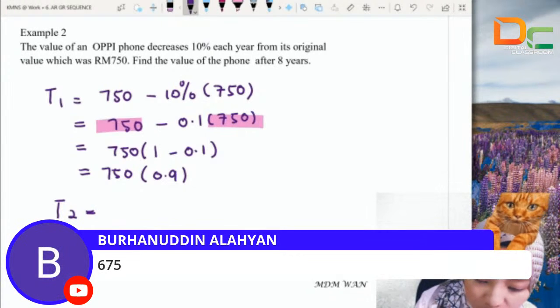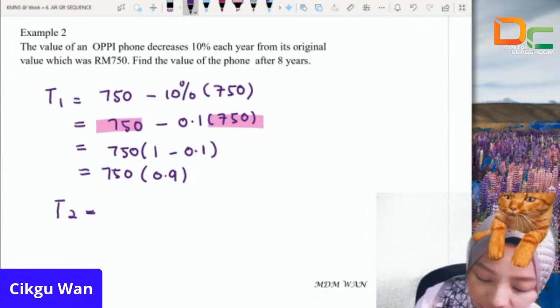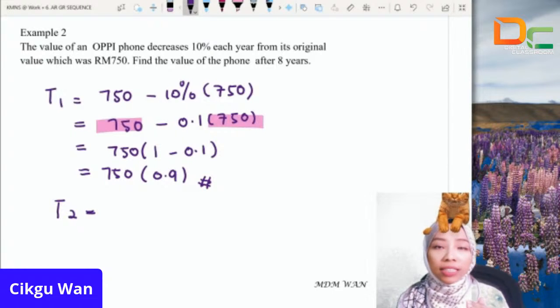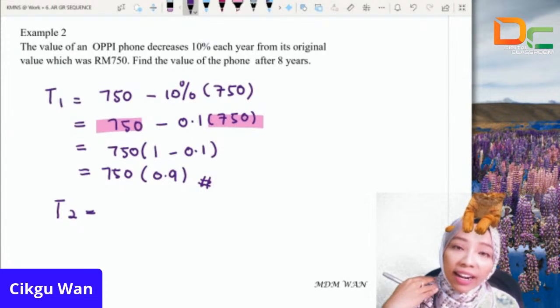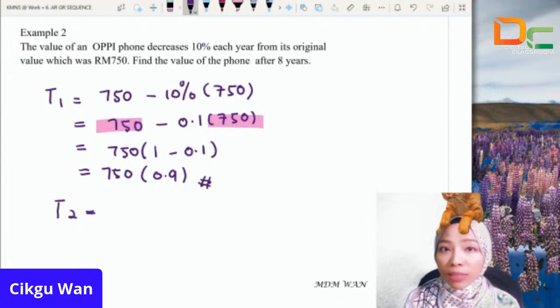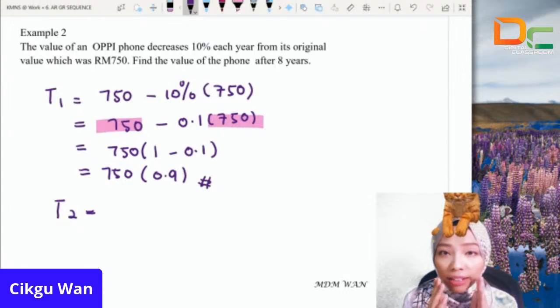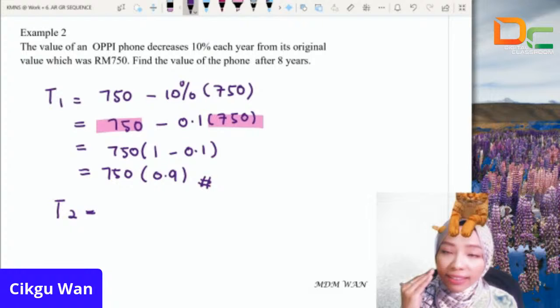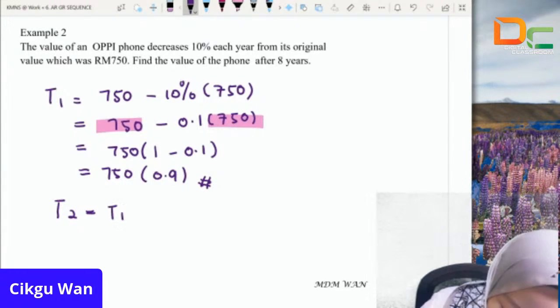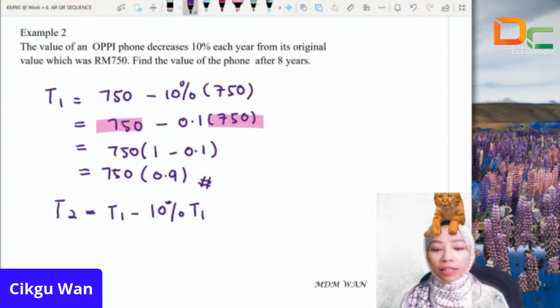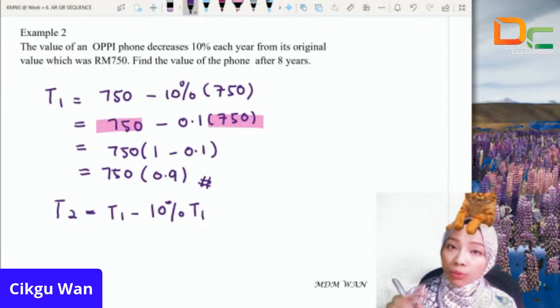Okay, ini pada tahun pertama adalah sekian. Ini pada tahun kedua dia akan berkurang lagi sebanyak 10% daripada harga tahun pertama, kan? I ulang lagi sekali, harga telefon itu pada tahun kedua akan berkurang sebanyak 10% daripada tahun pertama. So apa yang kita buat adalah T1 minus with 10% T1. So 10% lagi sekali daripada T1. So we are going to substitute the T1.